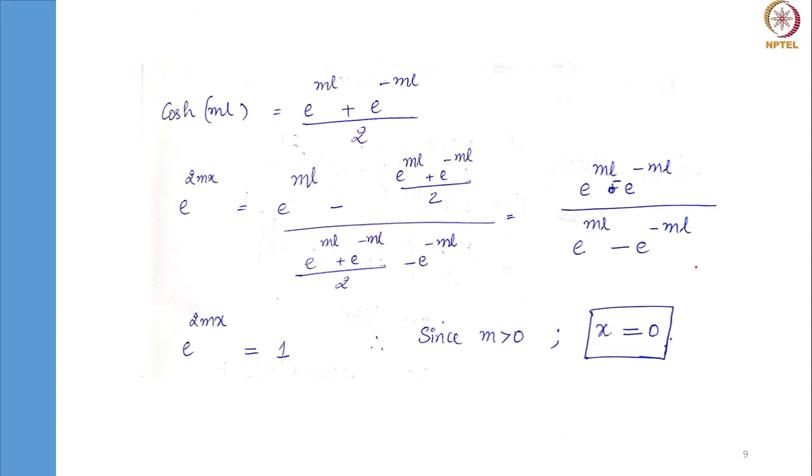We'll end up with the final expression being e power 2 mx equals 1. Since m, the fin parameter, is already given to be greater than 0, the only remaining condition which can satisfy this equation is that this is equal to e power 0. So 2 mx should be equal to 0. That means x should be 0.